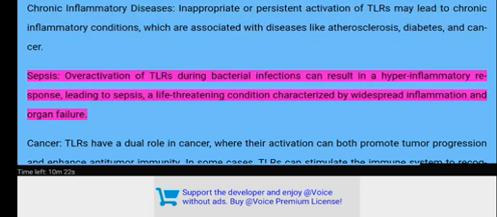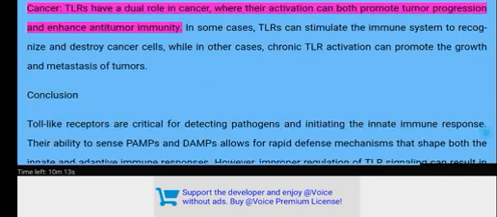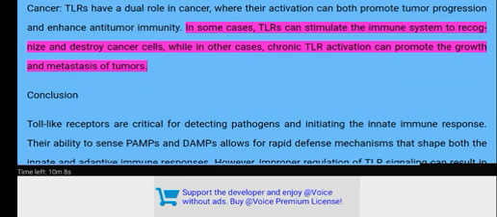Sepsis. Overactivation of TLRs during bacterial infections can result in a hyperinflammatory response, leading to sepsis, a life-threatening condition characterized by widespread inflammation and organ failure. Cancer. TLRs have a dual role in cancer, where their activation can both promote tumor progression and enhance anti-tumor immunity. In some cases, TLRs can stimulate the immune system to recognize and destroy cancer cells, while in other cases, chronic TLR activation can promote the growth and metastasis of tumors.